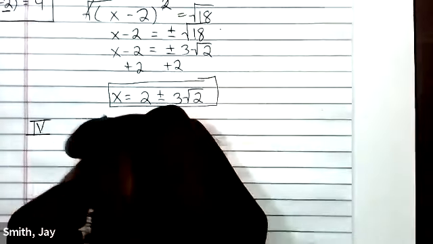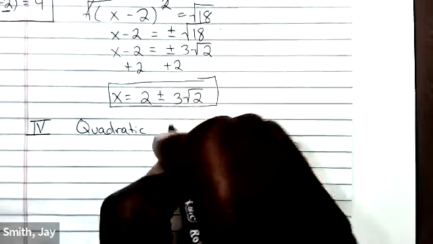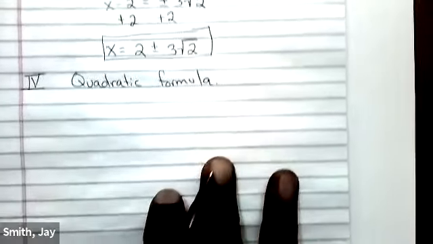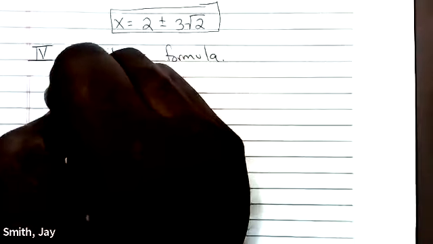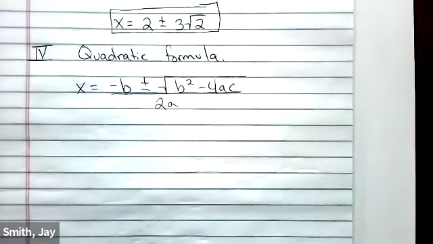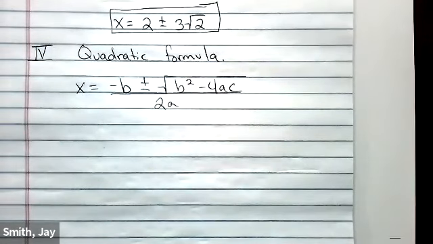All right, next way for us to solve quadratics is using the quadratic formula. This is a reminder. Quadratic formula: negative b plus and minus the square root of b squared minus 4ac all over 2a. Remember, we get the a, the b, and the c by looking at the general form for a quadratic: the number in front of x squared is a, the number in front of x is b, the number by itself, or the constant term, is c.